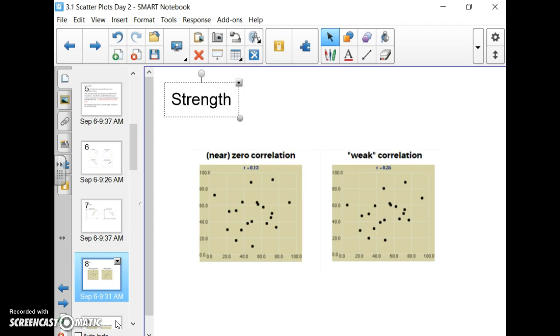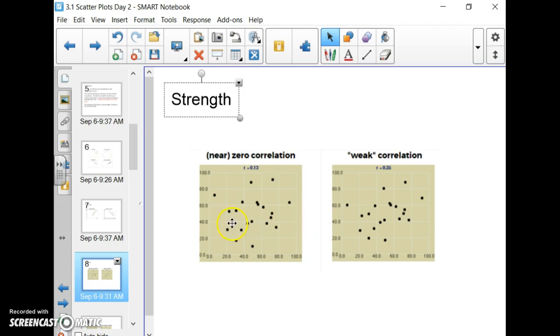This is a tough one. If you take a look at the scatter plots that we have in front of us, look at this one and this one. This says zero correlation, so near zero correlation, and this one says weak correlation. And if you look at them, they're almost identical.